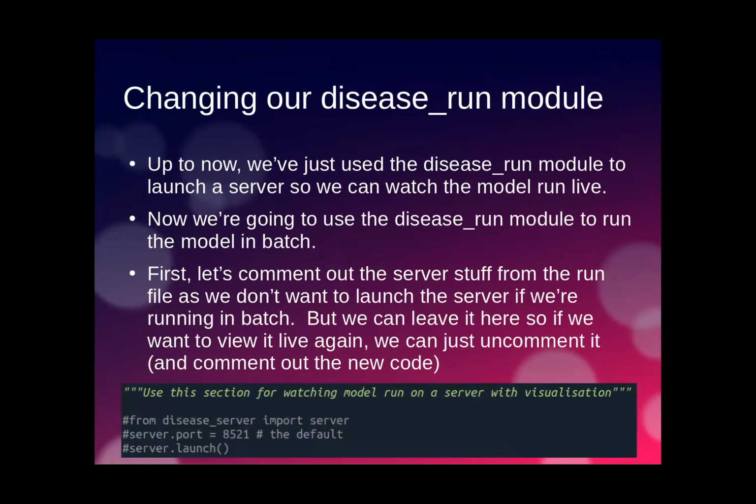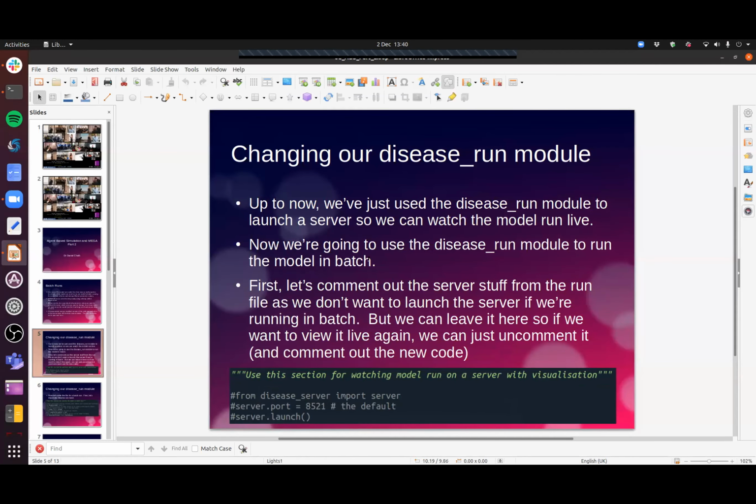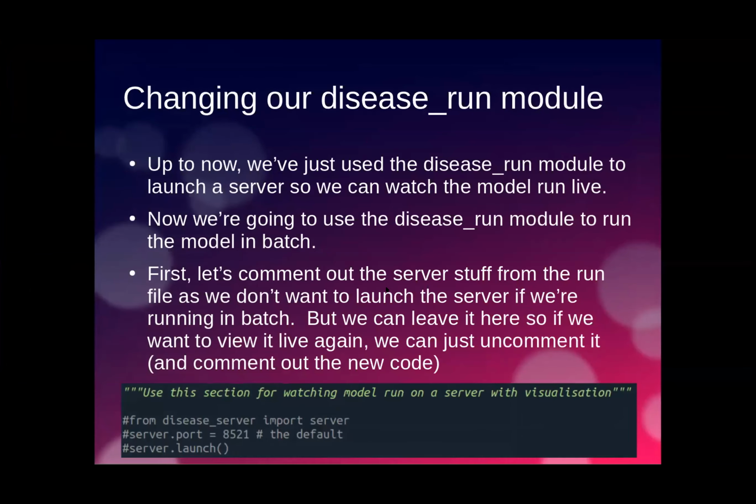Okay. So first thing we're going to do. Up to now, we've just used the disease run file, the module, and all we did was we launched a server. So we just had those 3 lines of code that just said from this disease server, which we wrote as a separate .py file, import the server, here's the server port, and launch it. And that's all we did. And that's all you need to do for running it with a live server.